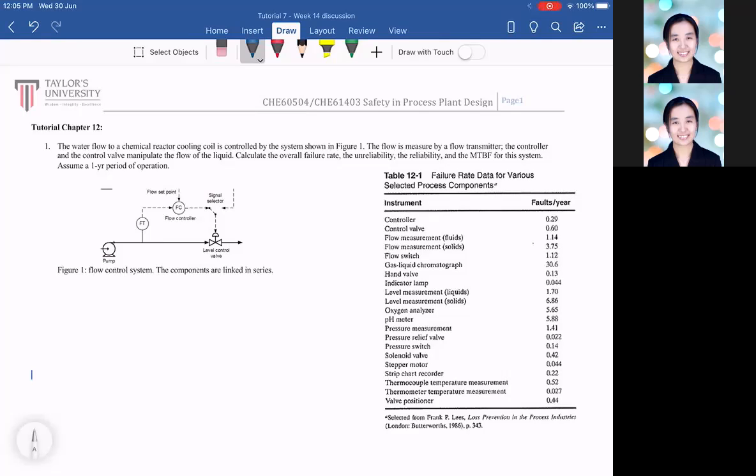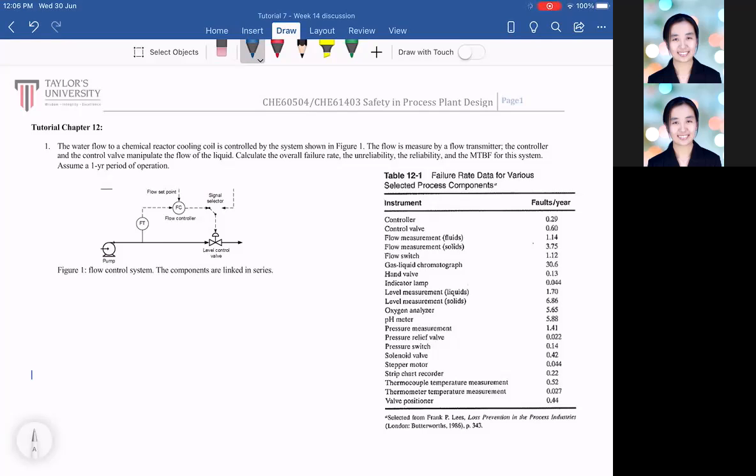Sorry, I don't think that's the data. Fault per year, so 0.29 divided. So every year it will have about 3.5 faults. And 0.6 times 12: so for the control valve, it will be 7.2 months on average before it breaks down, and so on. So this is how we calculate this system.